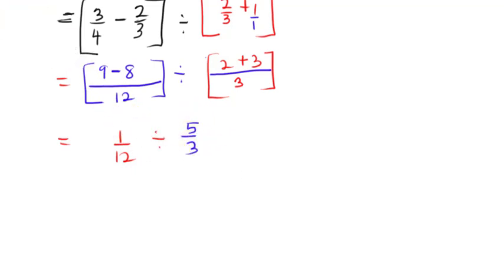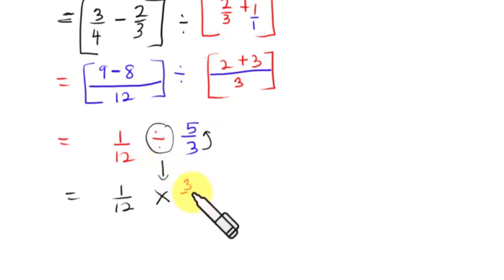All right, from here what do I do? I have a division sign here. I will change the division sign to multiplication but something will happen here. On the left hand side, nothing will happen, but on the right hand side, I have to reciprocate the fraction. In other words, the denominator, the 3, will become the numerator and vice versa. So I'm going to have something like 3 and 5 rather.